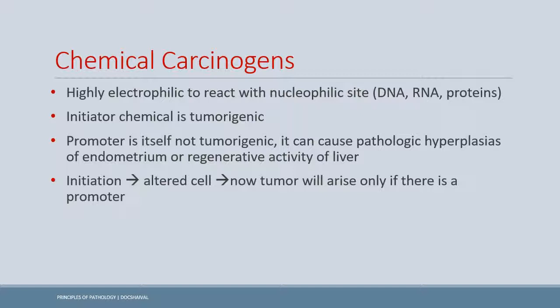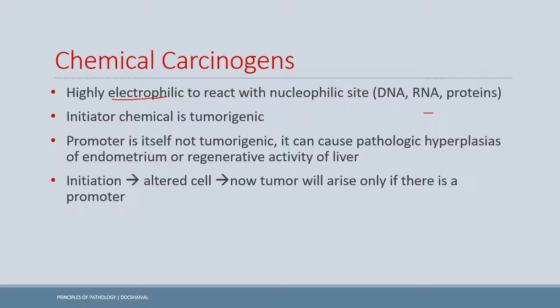Now, the chemical carcinogens are usually electrophilic. Obviously, they should be electrophilic. Why? Because DNA is acidic, and after the DNA has donated one H plus ion, what does COO minus have? It has a minus charge, and because of the minus charge, the electrophilic chemicals are attracted to it, right?